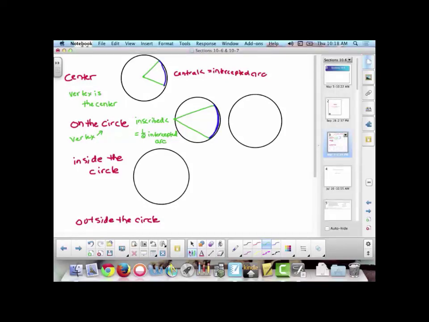Now we're going to look at a few different types of angles. First, we're going to look at the one where the vertex is on the circle. But instead of the sides being chords of the circle, the sides are going to be made by a tangent and a secant line. In this case, from the point of tangency to the second point where the secant intersects the circle, that is the intercepted arc.